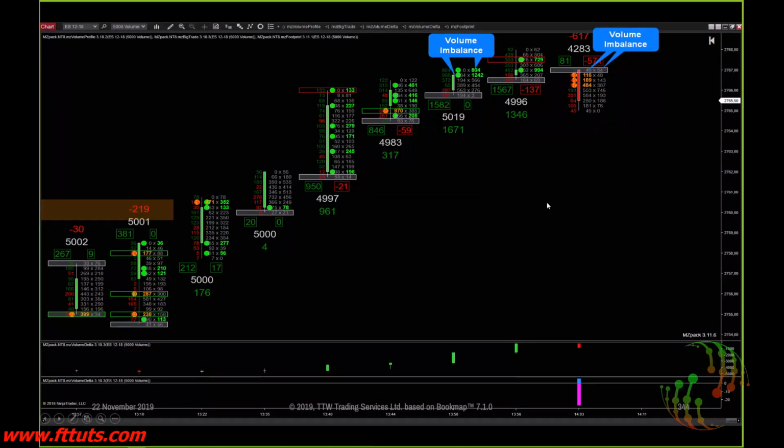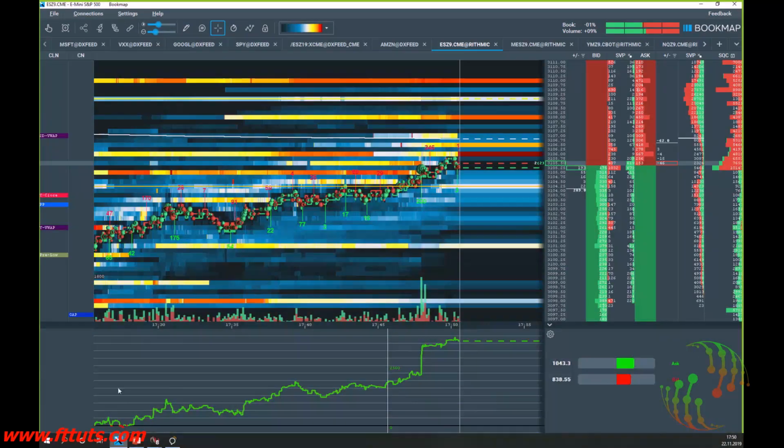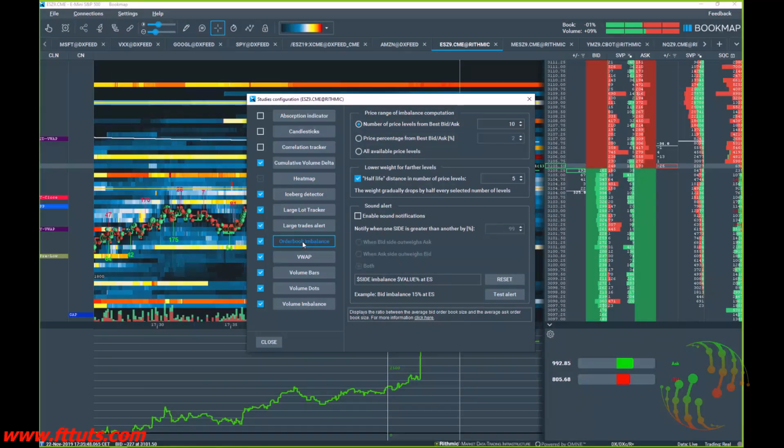If you have a footprint chart, whatever footprint chart you have, there is also a kind of imbalance indicator in your footprint chart. That means 804 versus 343, or vice versa, 84 versus 54 versus 116. This is an extreme volume imbalance. You can set this volume imbalance in the order book imbalance settings.